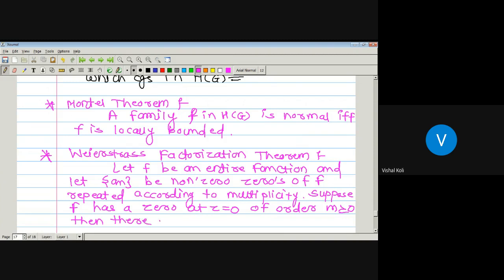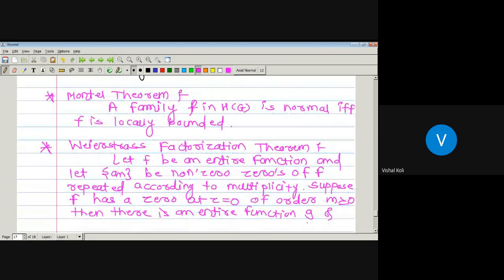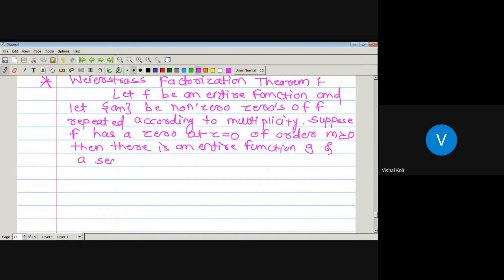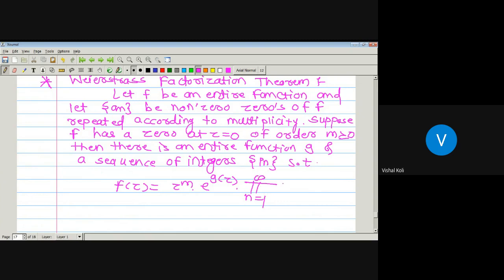there is an entire function small g and a sequence of integers p_n such that f of z is nothing but z raised to m times e to the power g of z times the product for n running from 1 to infinity of E_{p_n}(z/a_n). Okay, so this will be the Weierstrass factorization theorem.